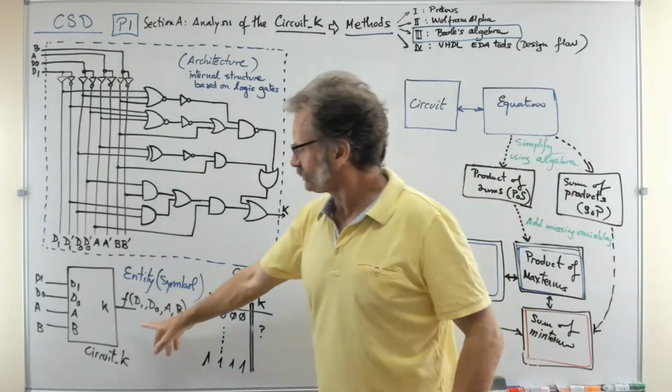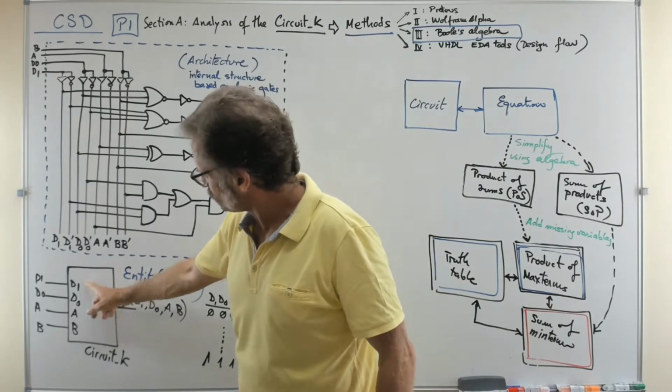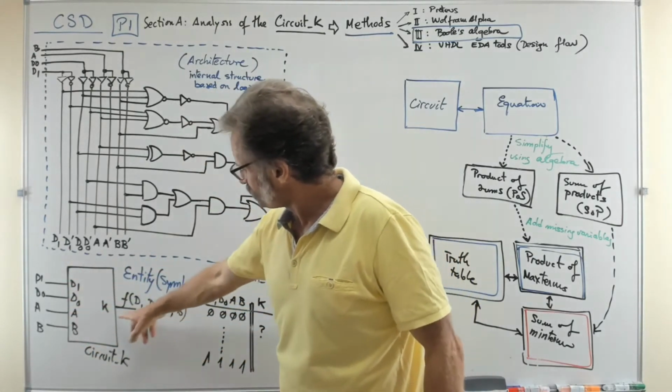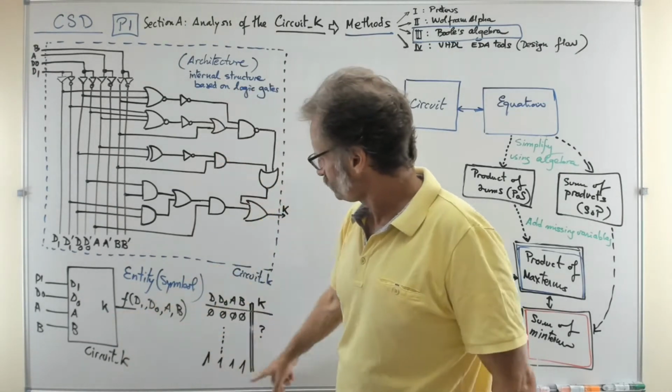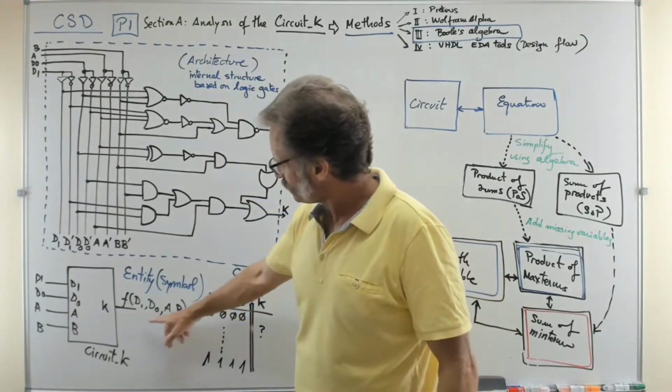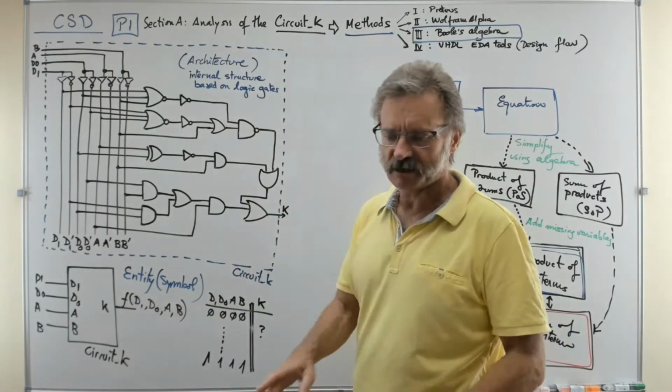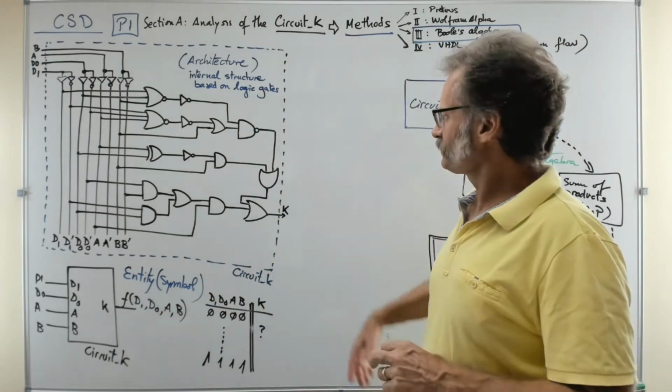So this is the symbol, and it looks like the same, D1, D0, A and B, and the objective is to find the truth table, which is key. So key is going to be a function of D1, D0, A and B, pretty much as the circuit C, right? Just another time.